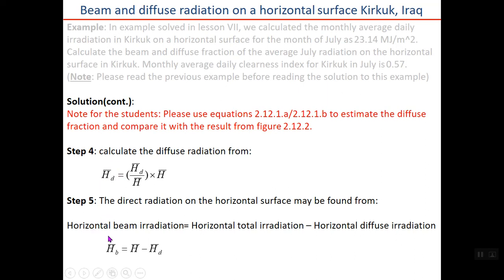Calculating this, the next step is to find the beam or direct radiation. The beam or direct radiation can be calculated simply by subtracting HD from H bar, which is the total radiation. In this way you can calculate the beam and diffuse fractions of the total radiation given in the previous example. As you can see, there are no numerical values here. This is left to you to complete the example.